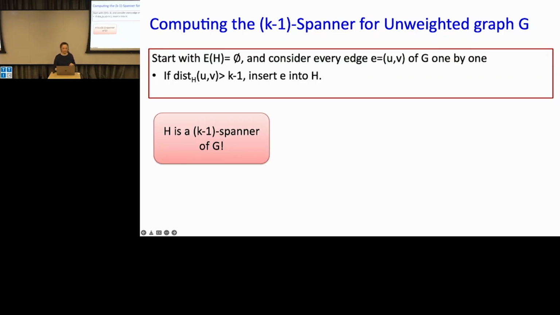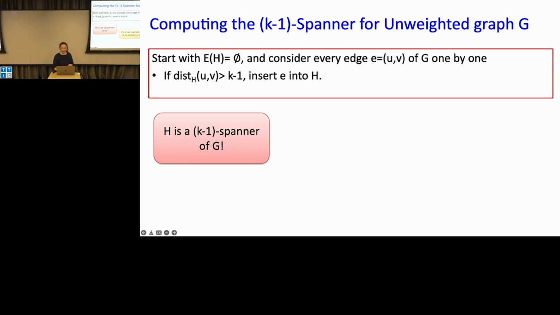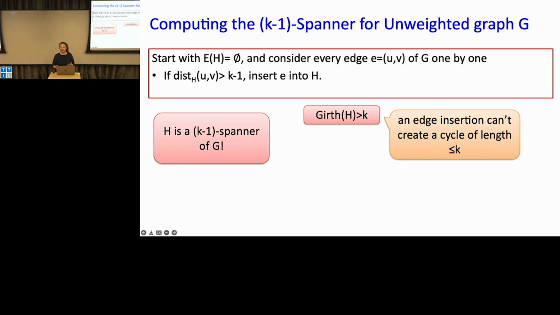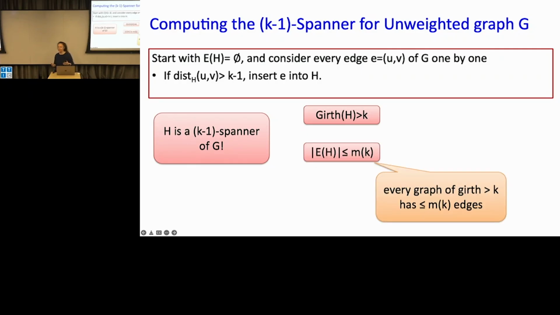And it's immediate to see that we get a k minus 1 spanner. Why? Because whenever I don't put the edge in the spanner, I have a path of length at most k minus 1 connecting the two endpoints. And the fact that the size of this spanner is at most m of k follows from the fact that the girth of the spanner is more than k. Why is the girth more than k? Whenever I insert an edge, I make sure to never close a cycle of length at most k. So the girth is more than k, and the size has to be at most m of k. This is just the definition of m of k.